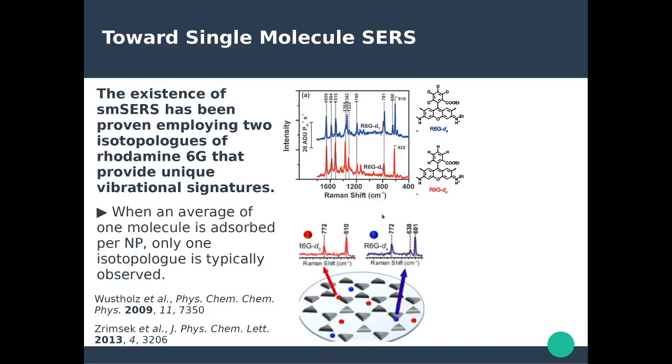So if you use a mixture of both molecules, and you know that for one of them you have those peaks and for the other one you have this peak, then if you measure the signal coming from a particular location on the substrate and you measure one spectrum or the other, you know that you have a single molecule. If you observe a mixture of both spectra, then you know that you have at least two molecules. This is the way they proved that statistically an average of one molecule adsorbed on the nanoparticle gives you only one of these two spectra.